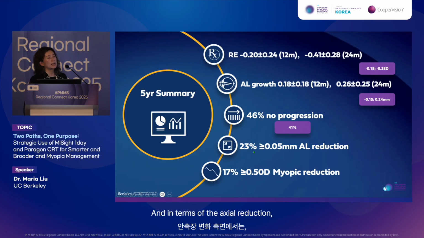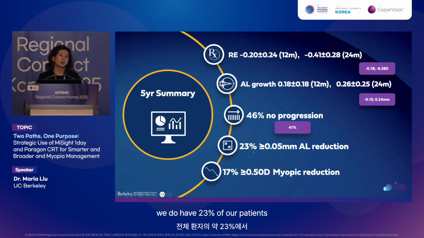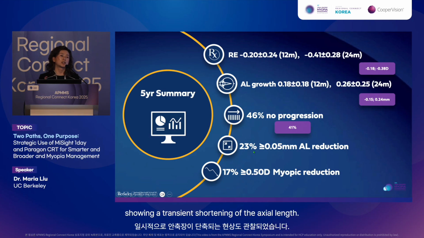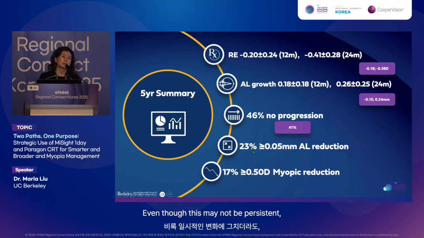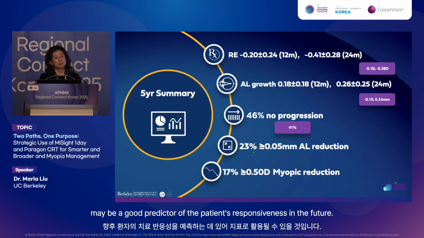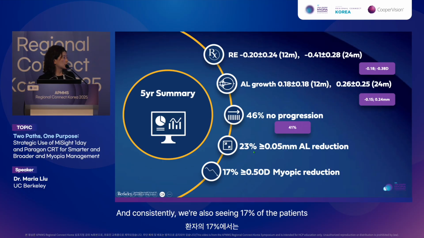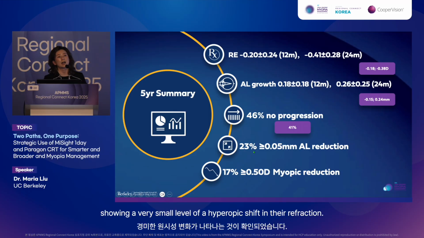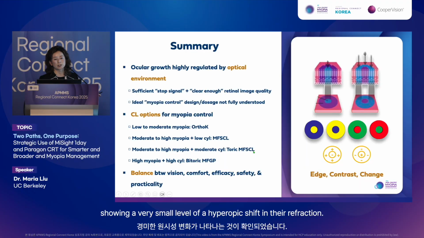And in terms of the axial reduction, we do have 23% of our patients showing a transient shortening of the axial length. Even though this may not be persistent, we consider a small transient axial reduction may be a good predictor of the patient's responsiveness in the future. And consistently, we're also seeing 17% of the patients showing a very small level of hyperopic shift in their refraction.